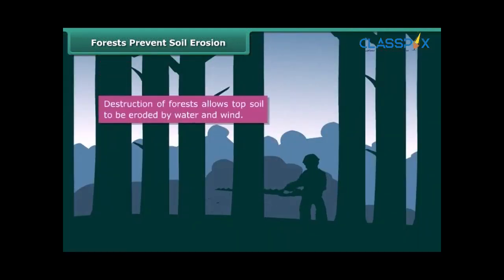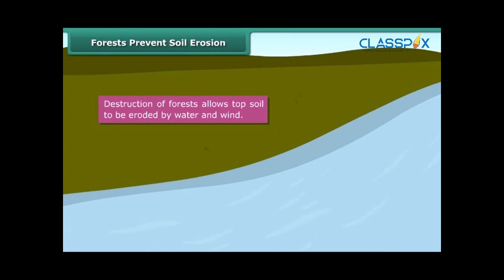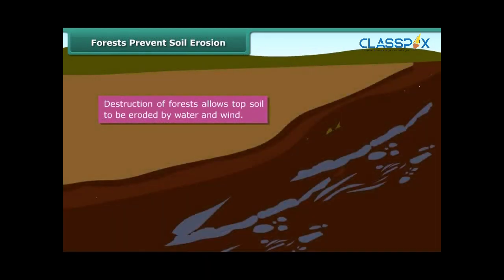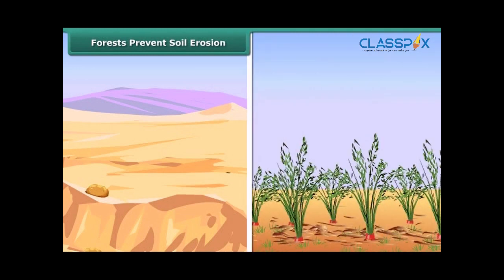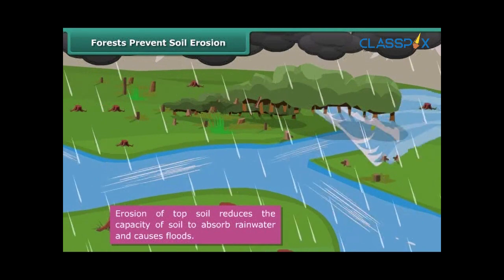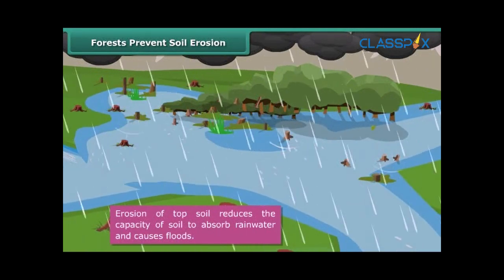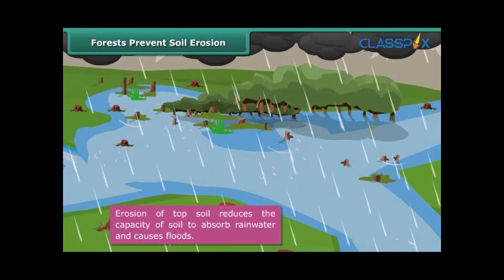When forests are destroyed, the topsoil becomes loose and is eroded by water and wind. This causes an increase in desert land. Fertility of the soil is also reduced. Erosion of topsoil also reduces the capacity of soil to absorb rainwater. As a result, there are floods.